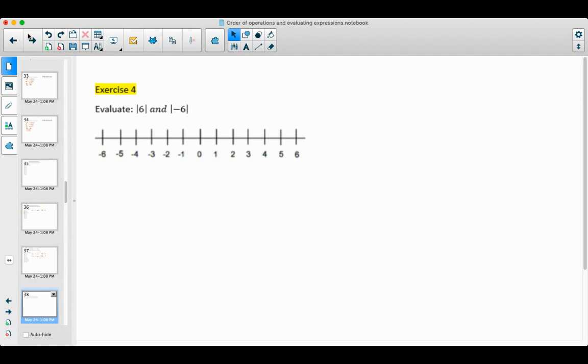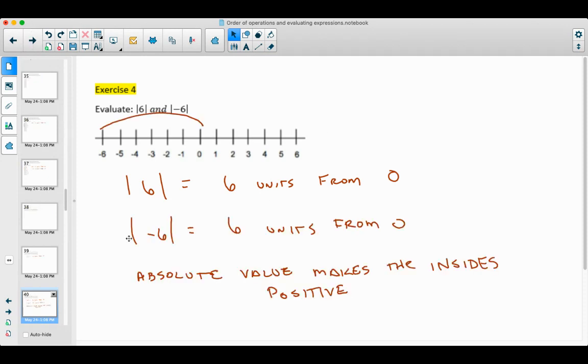All right, so the absolute value of a positive 6 is 6 because it's 6 units from 0. And the absolute value of negative 6 is positive 6 because, again, it's 1, 2, 3, 4, 5, 6 units from 0. Again, absolute value makes everything inside there positive. Okay, so we get our answer and then make it positive.